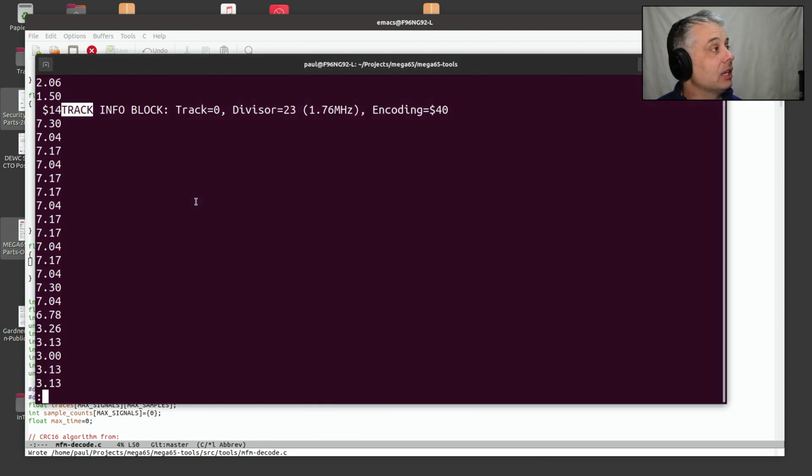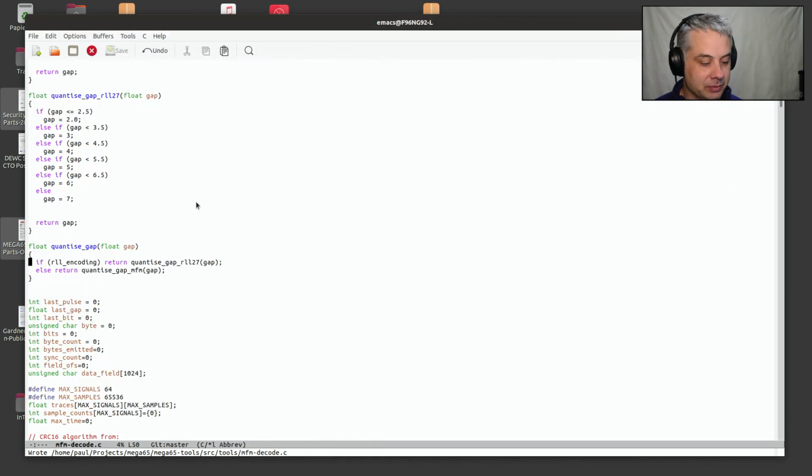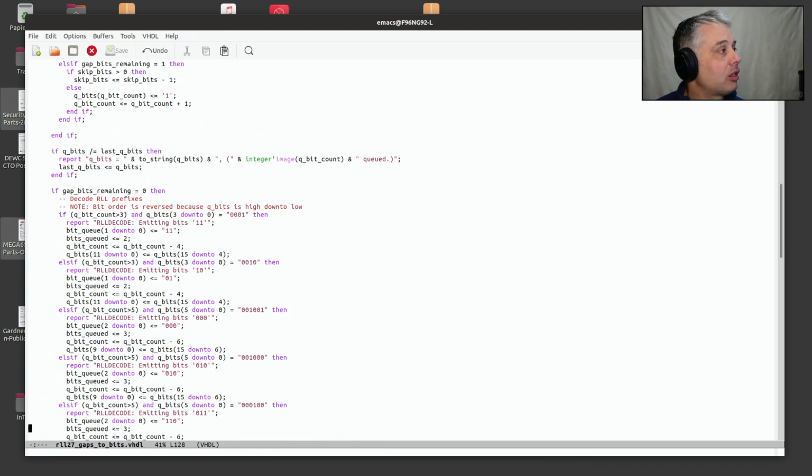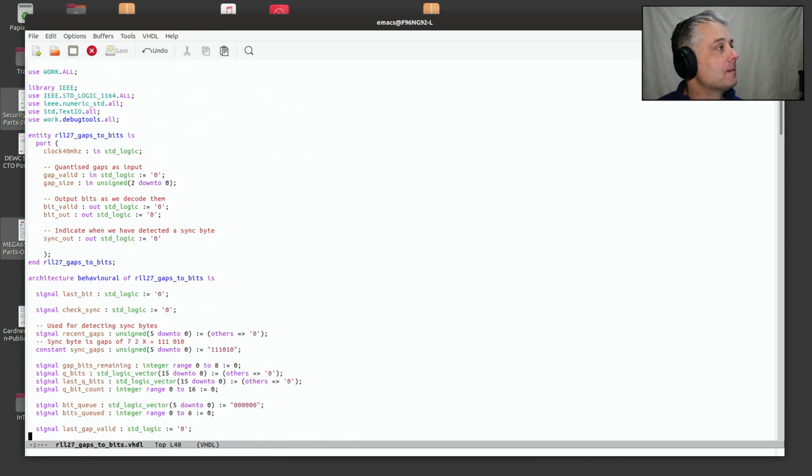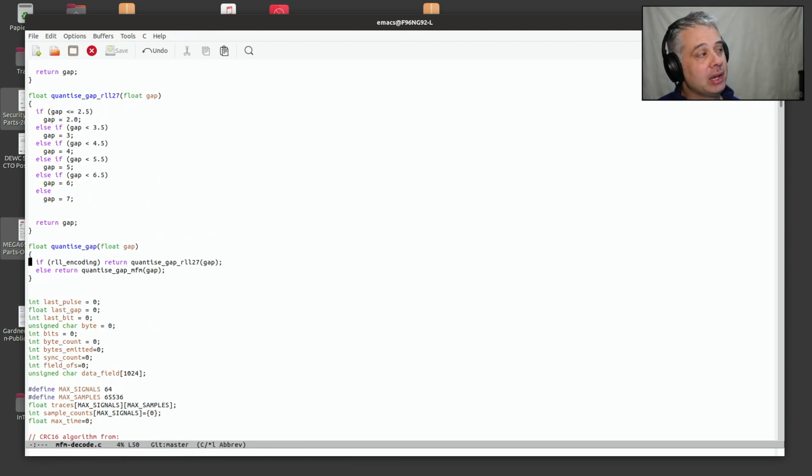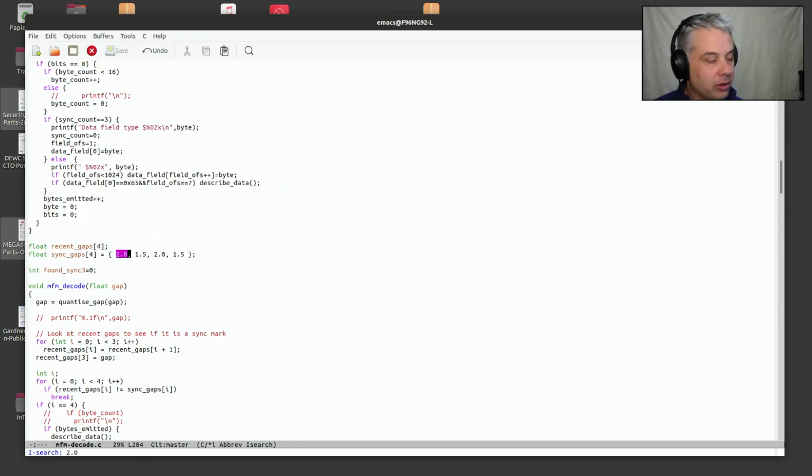Now, the sync marker for RLL gaps to bits is a 7 followed by a 2 followed by anything else. So it's a simpler sequence, but of course because it's a 7 and 2, that's longer than for MFM. So 2.0, okay, here we go.